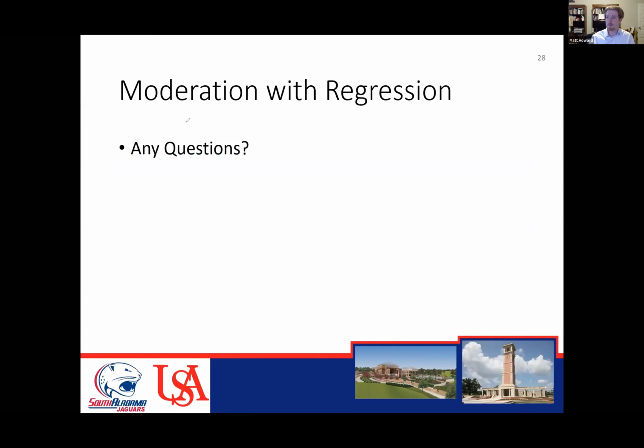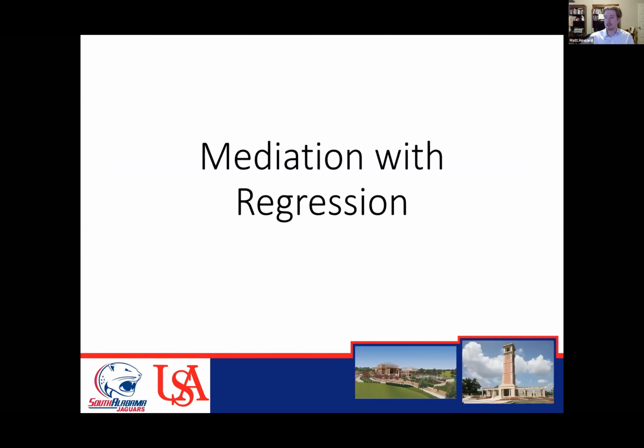Okay, and that's all for moderation with regression. So if there aren't any questions, we are now going to cover mediation with regression, and that'll be it for the day. I think this should probably take another maybe 30 minutes, and then I'll give you all the rest of the class time to do the analyses yourself, and I'll be available for any questions.